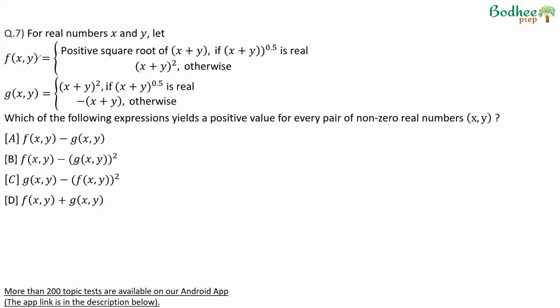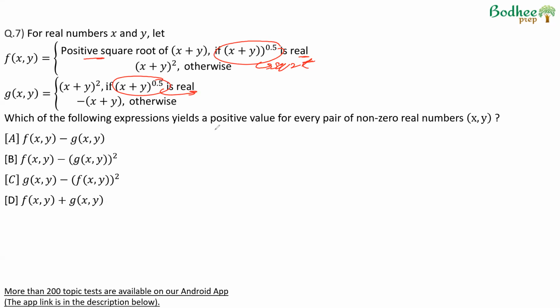For all real numbers x and y, f of x and y is defined as the positive square root of x plus y if the square root of x plus y is real, that is, x plus y is not a negative value. Otherwise, if it is negative, we will square the value of x plus y. g of x and y is defined as the square of x plus y if x plus y is positive, that is, square root of x plus y is real. If it is not real, we take the negative value of x plus y.